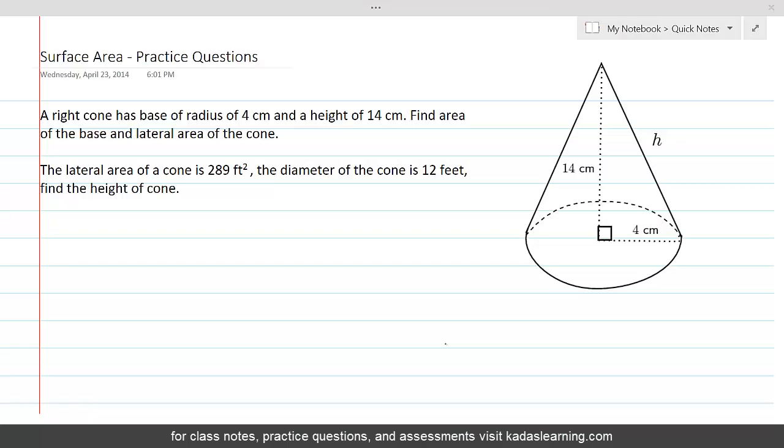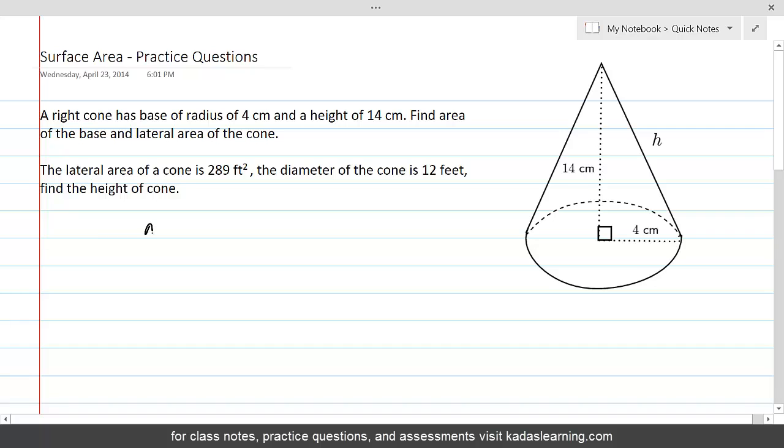Let's do a few more questions to practice for finding surface area of a right cone. A right cone has a base of radius 4 cm and a height of 14 cm. Find the area of the base and the lateral area of the cone. Let us first find out the area of the base.